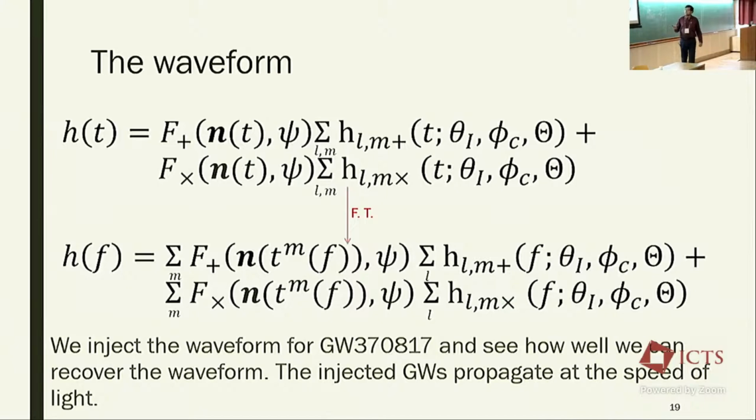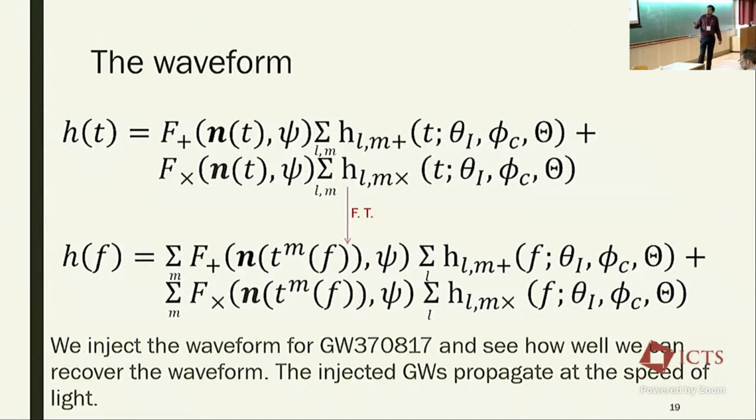The approximation that we do is we assume that these h's oscillate more than the antenna responses, and that's not a very bad approximation. That's more or less true. And in that approximation, we can just take the Fourier transform of the waveforms, which already exists in the literature. We have all these IMRPhenom waveforms, which are in frequency domain and are pretty cheap to calculate.